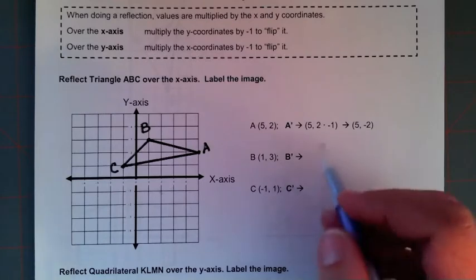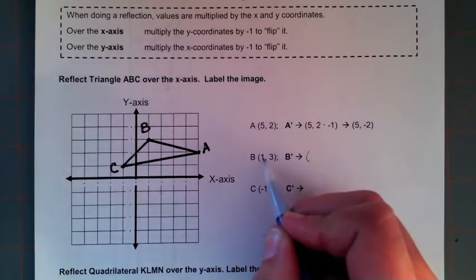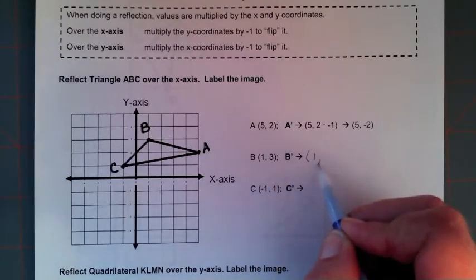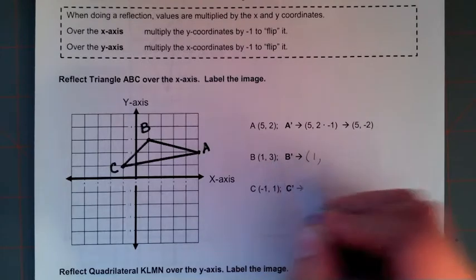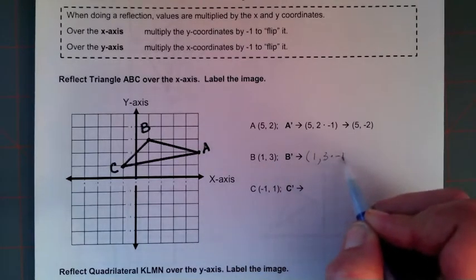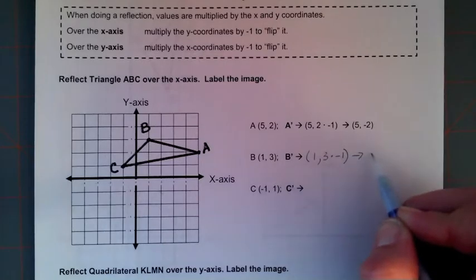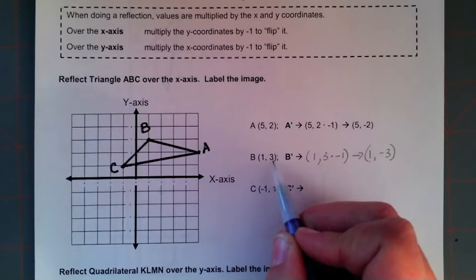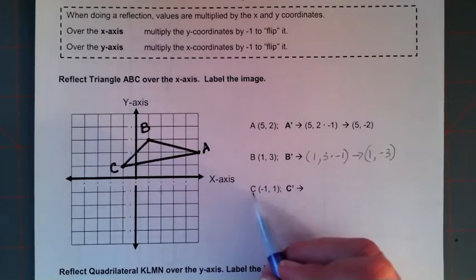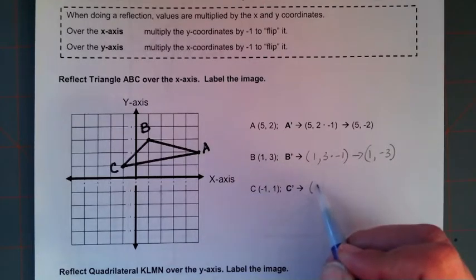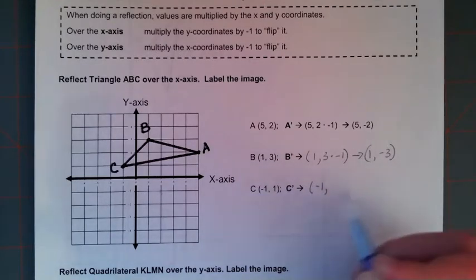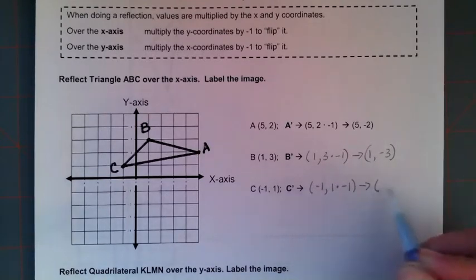To do this for B, again, our x-coordinate is going to remain the same, but we're going to multiply the y-coordinate of 3 by -1. This will result in the point 1, -3. Notice all we're doing is changing the sign of the y-coordinate, essentially. So for C, again, x is going to remain at -1, and y is going to get multiplied by -1, which will result in the point -1, -1.